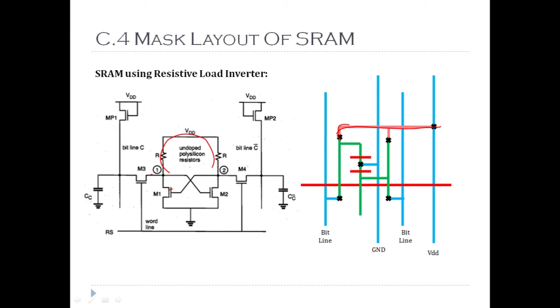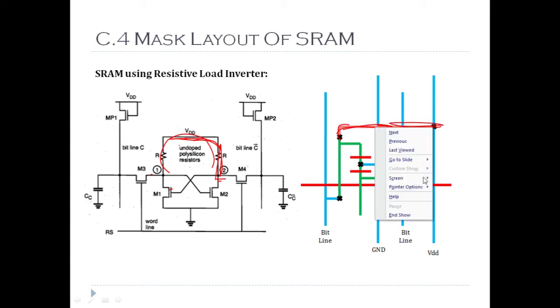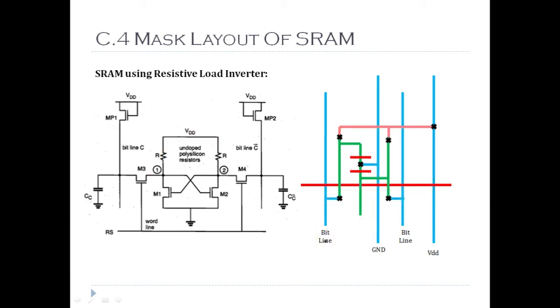Now this polysilicon resistor has another branch which is connected to the source of M4. Here you can see it is connected to the source of M4, and then it is extended. The common point is connected to VDD. So this is the common point which is connected to VDD. This is how a stick diagram can be drawn for an SRAM using a resistive load inverter.